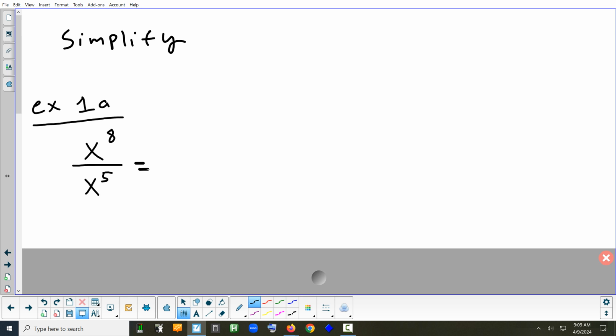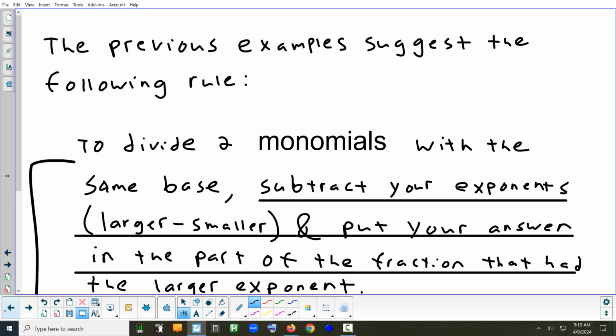Okay, so first, look at your fraction. Where is the larger exponent? Top or bottom? Top. So the answer to this problem is going to be in the top. What's going to be the base? X. It's going to be an x. And what's the calculation for figuring out my exponent? Subtract. Yeah, we're going to subtract. And remember, so we can avoid negatives for today, I always want you to subtract larger minus smaller.